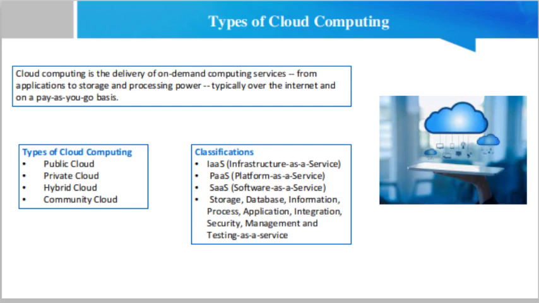So friend, what are the different types of cloud computing? Basically, cloud computing is the delivery of on-demand computing services, from application to storage and processing power, typically over the internet and on a pay-as-you-go basis. In one statement, cloud computing is the delivery of on-demand IT resources over the internet. The companies that offer these computing services are called cloud service providers, CSPs. CSPs charge users and organizations based on cloud resources used through a variety of billing models.